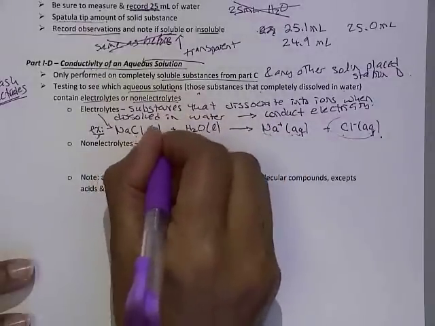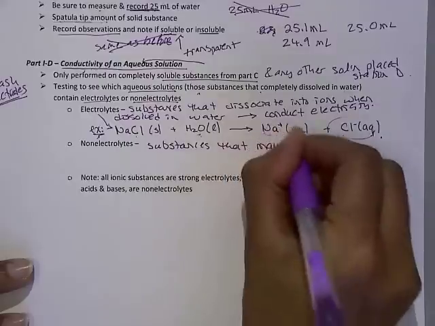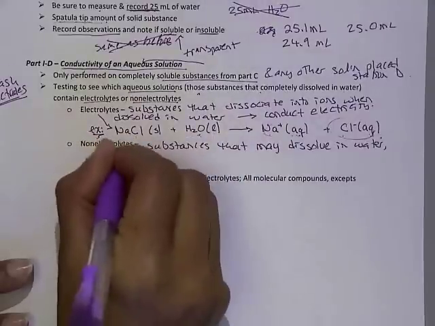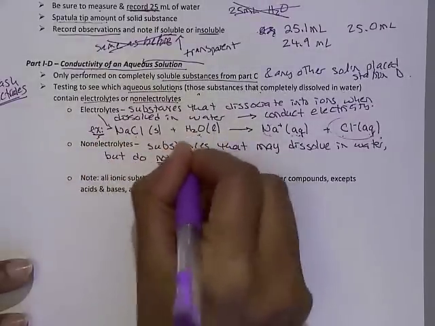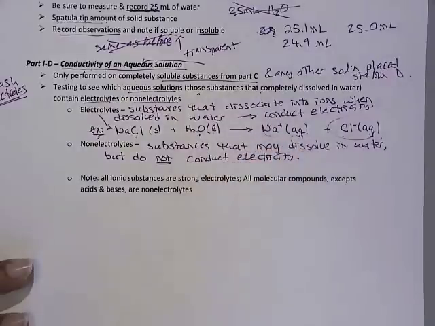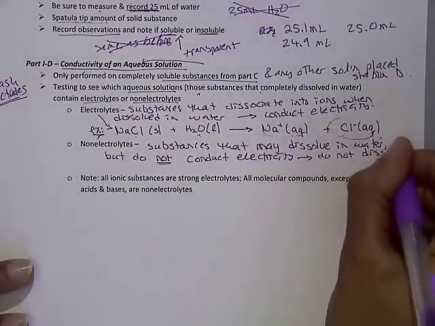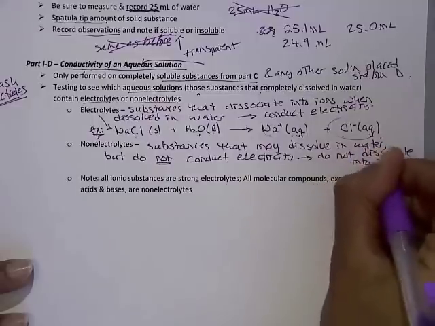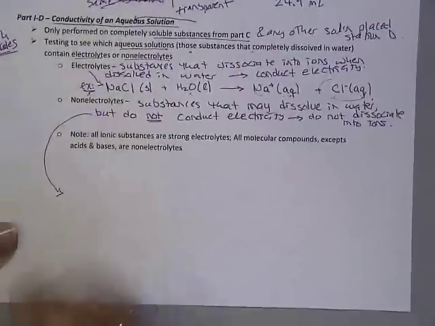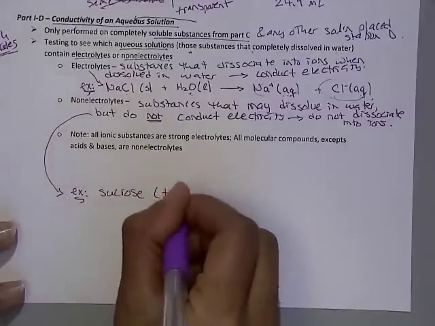A non-electrolyte are substances that may dissolve in water, but do not conduct electricity. And they do not conduct electricity because they do not dissociate into ions. So you can only conduct electricity if your substance dissociates into ions. So let's actually do an example here. An example is sucrose, otherwise known as table sugar.